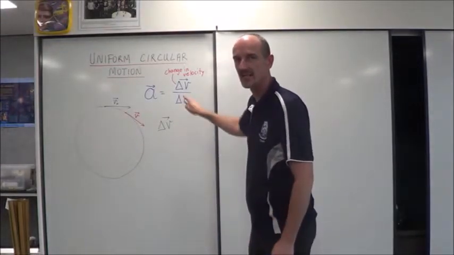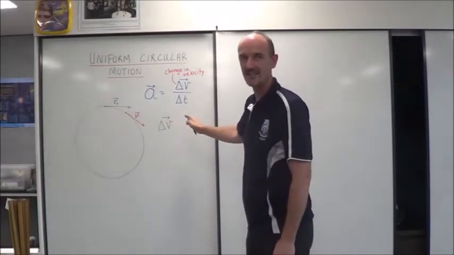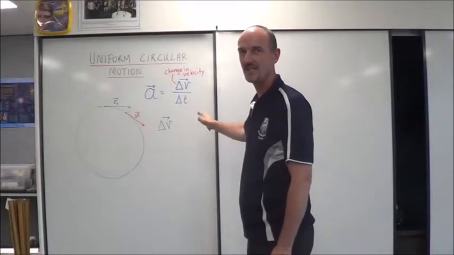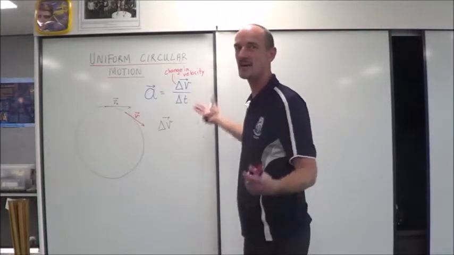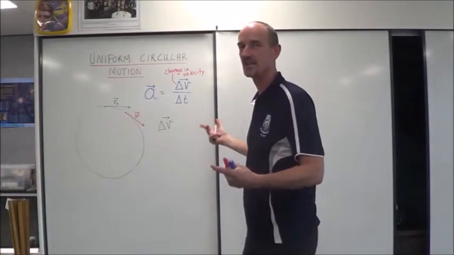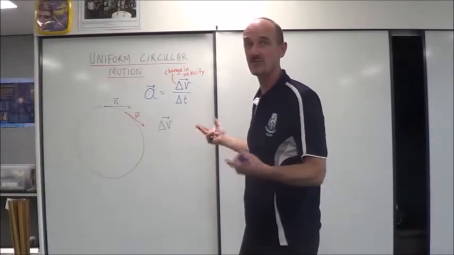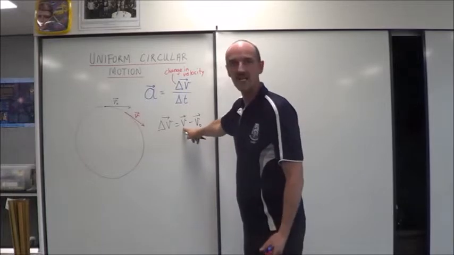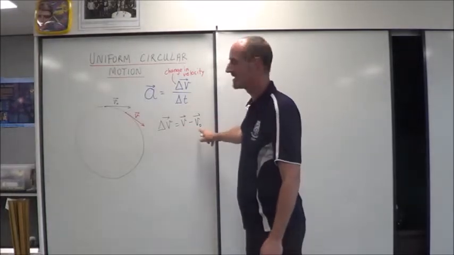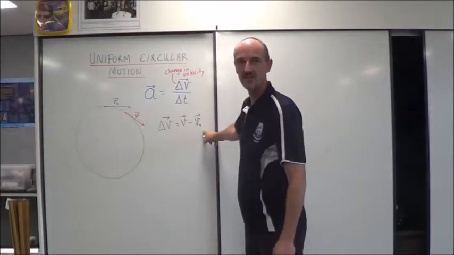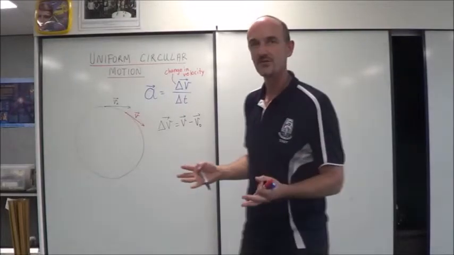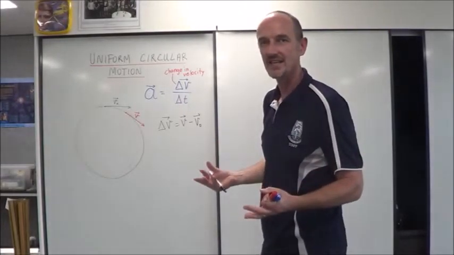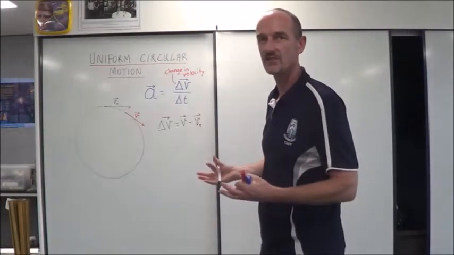Okay, remember that little delta at the start of delta V means change. How much has the velocity changed? And to find the change in something, we just do a subtraction. V here is our final velocity, and V0 is our initial velocity. So if we subtract those two things, we will actually get the change in the velocity.